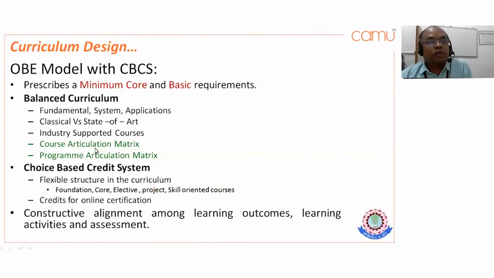That is the fundamental thing. This matrix will give us an idea of how much our curriculum accommodates all the graduate attributes. If there is any gap, that can be supported by co-curricular and extracurricular activities.